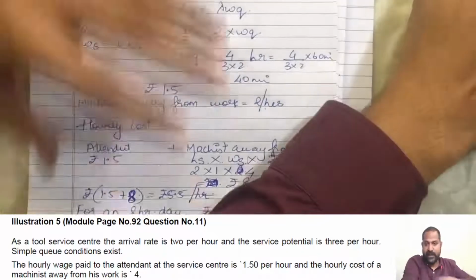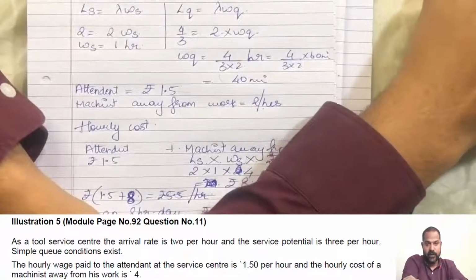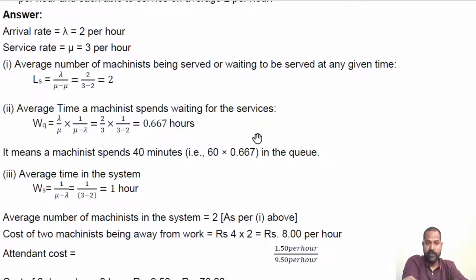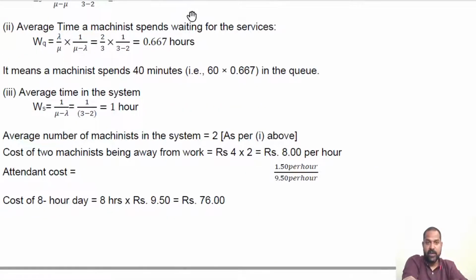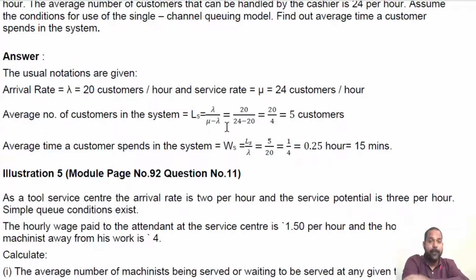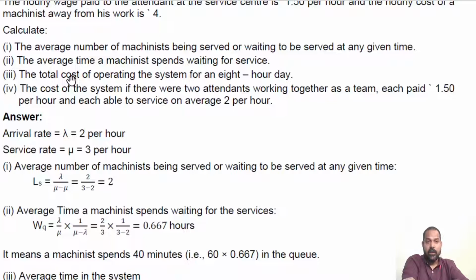Correct? That is their answer, which is when I realized I have copied something wrong. Anyway, so their answer is 76 rupees. Correct? This is the second part to the question. The second part to the question says that the cost of the system if, so now they're changing something. There were 2 attendants working together.